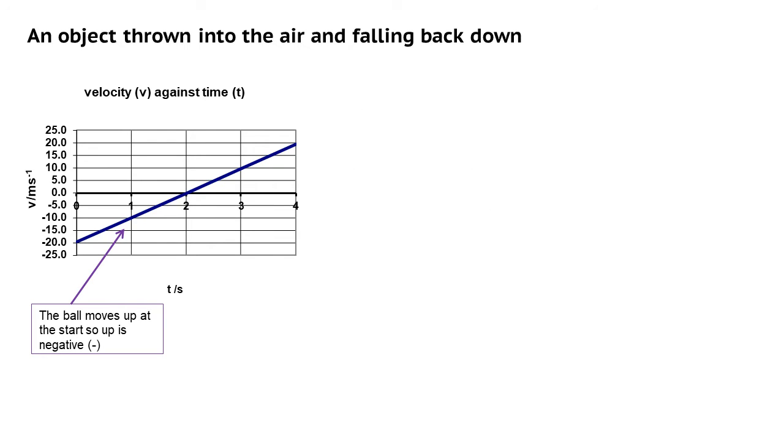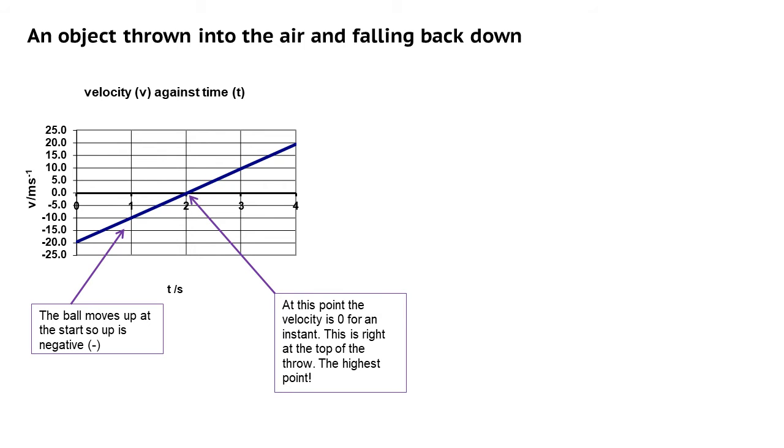Okay, so this is the case when the ball moves up at the start, so up is negative. So the things that we need to recognise in this graph, first of all, we need to recognise that this graph is in fact something being thrown up in the air and falling down, no matter which way it's oriented. In this case though, up is negative, so everything below the axis is negative velocity.